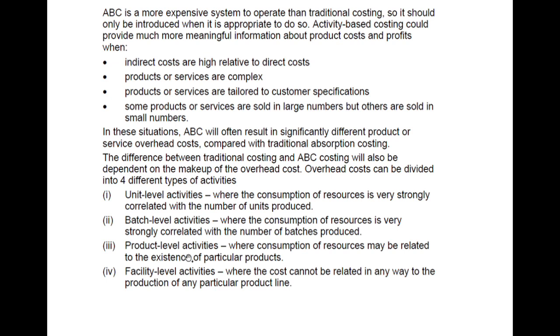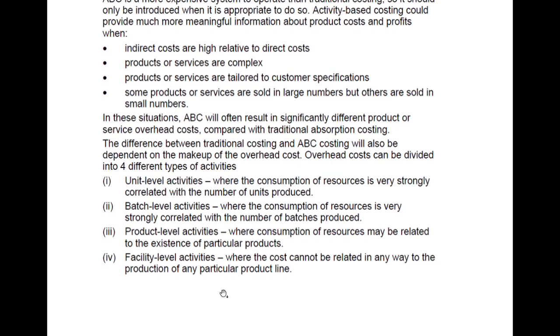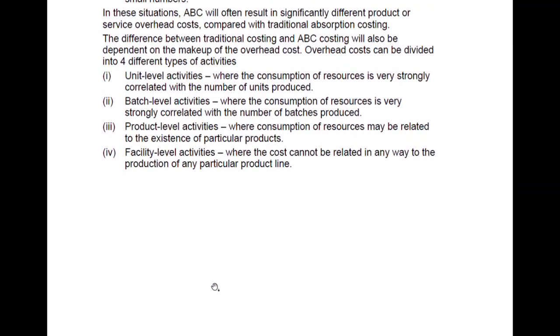Product level activities are related highly to a specific product. They relate only to one or two products, not all of the products. Facility level activities are related to your facility, which is generated for particular products. The cost cannot be related in any way to the production or any particular product line, but to the service or the department, you can say. Maybe design, so design can be a facility level activity.